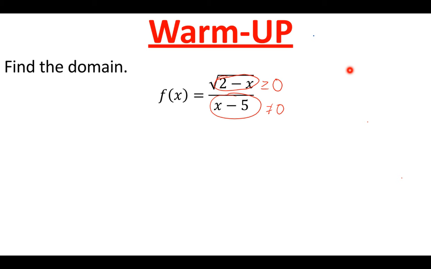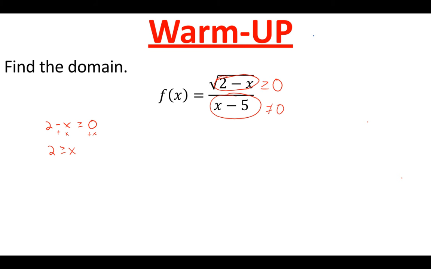For the first thing, 2 minus x greater than or equal to 0. And we do have the or equal to part on this because it's the numerator, the top part of the fraction, so it's okay if it is 0. If we solve this, we actually just could add the x over, and we get x is less than or equal to 2.